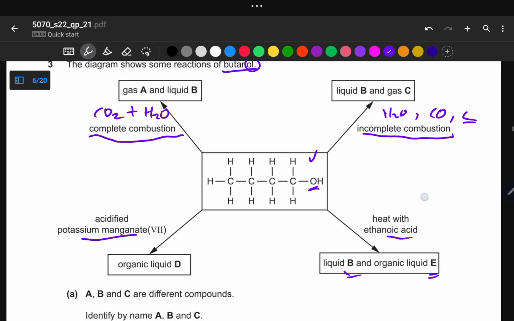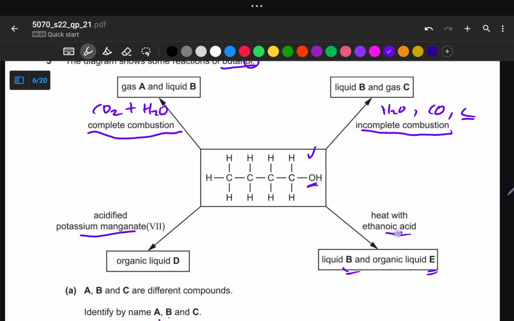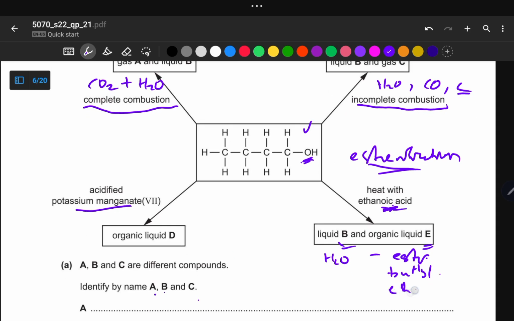And we go on with ethanoic acid. So this is what we call esterification, right? Esterification, the manufacturing of esters, right? So in esterification, we are going to have the reaction between an alcohol and an organic acid, right? So it is an organic reaction, right? So we are going to have the liquid B. So liquid B, it is water, and then the organic product, it is the ester, right? Butyl ethanoate. Are we together? Ethanoate, as simple as that.